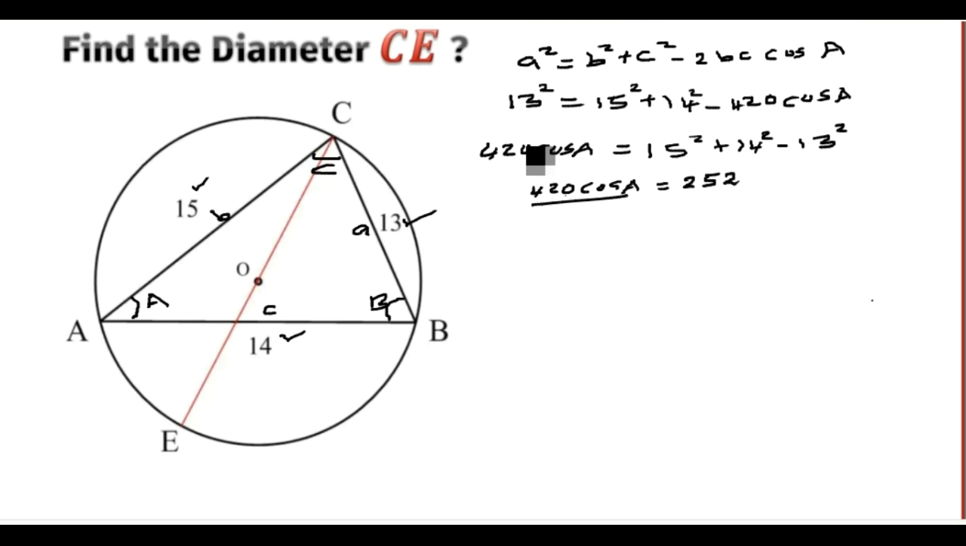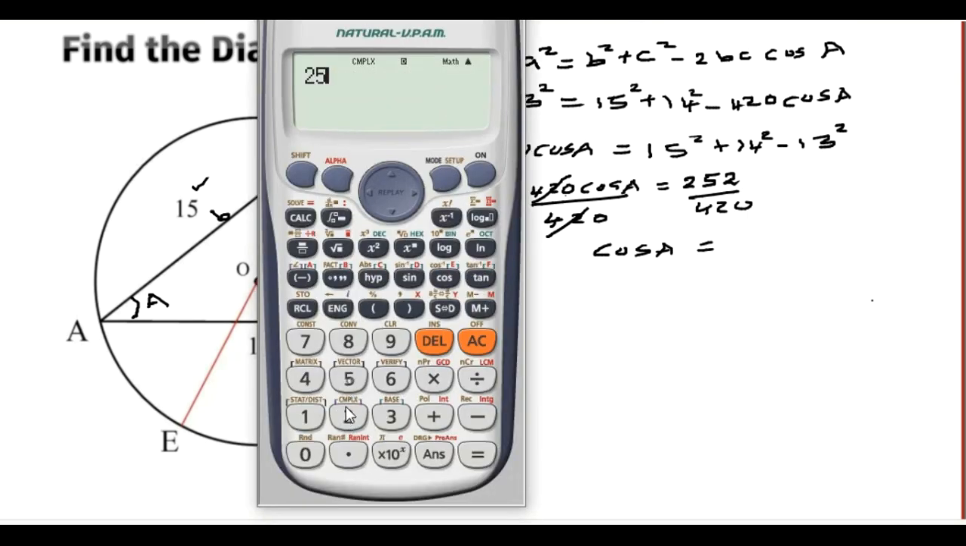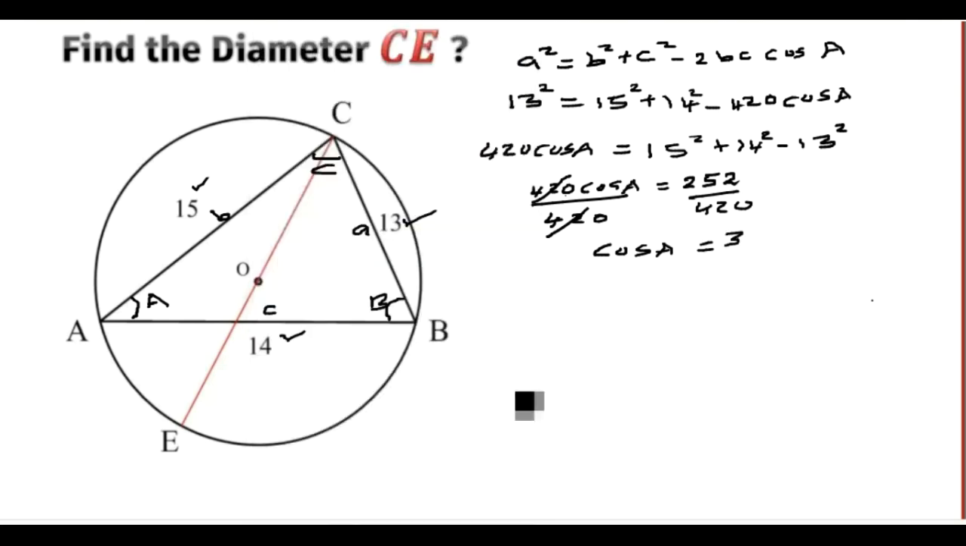So what is cos A? We will divide both sides by 420, so 420 will cancel with 420. We will remain with cos A equals 252 divided by 420. And we get that to be 3 over 5. Now, if cos A is 3 over 5, then it means that sine A is 4 over 5.